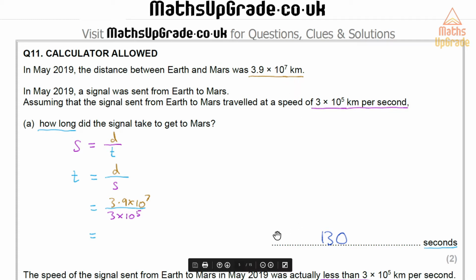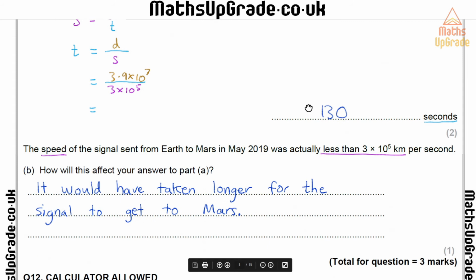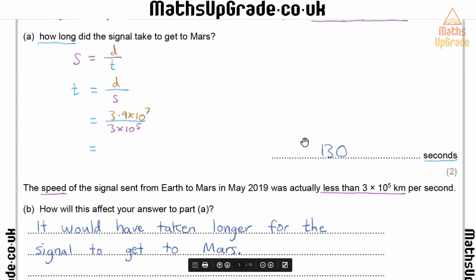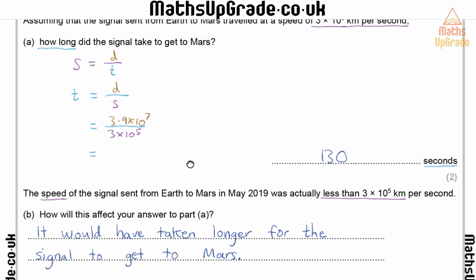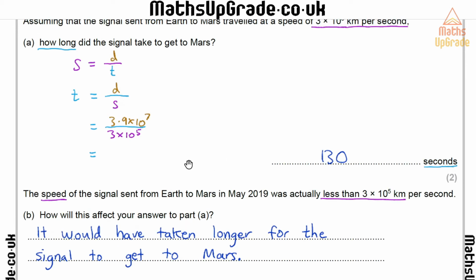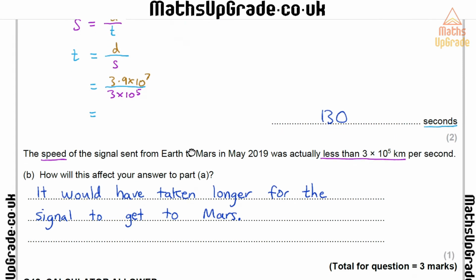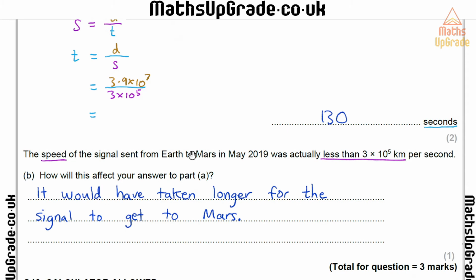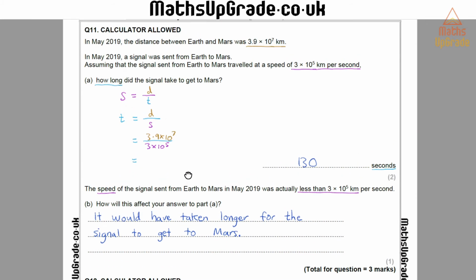Okay. Now, part B. The speed of the signal sent from Earth to Mars was actually less than 3 times 10 to the 5 kilometers per second. Because the speed was less, how will it affect the answer to part A? Well, quite simply, if you're traveling slower, it will take you longer. So it would have taken longer for the signal to get to Mars, and that's all you need for that part B, for that 1 mark. The whole question there is worth 3 marks.